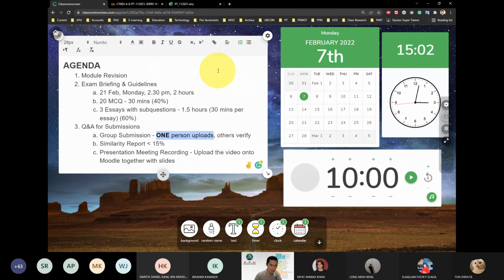Can I ask everyone here, what do you think will happen? You can respond in the chat. What do you think will happen? One team member has already uploaded. Second team member decided to upload the same document again.